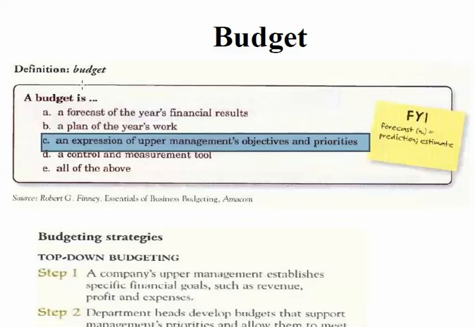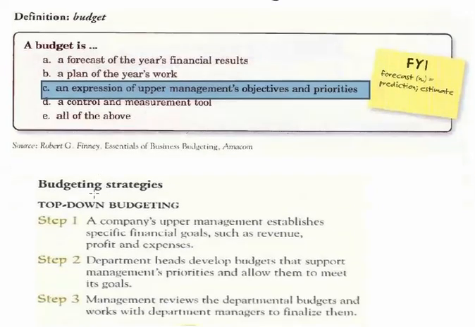So again, you should concentrate on the definition of budget. It could be a forecast of the year's financial results, a plan of the year's work, an expression of upper management objectives and priorities, a control and measurement tool, all of the above. This definition is very important. After handling the definition, you should know that we have two strategies of budgeting.